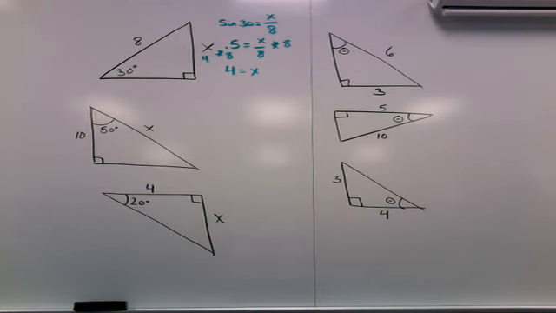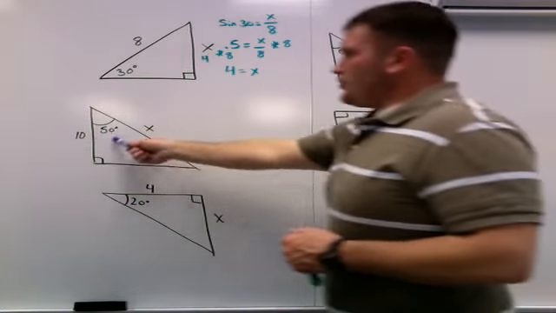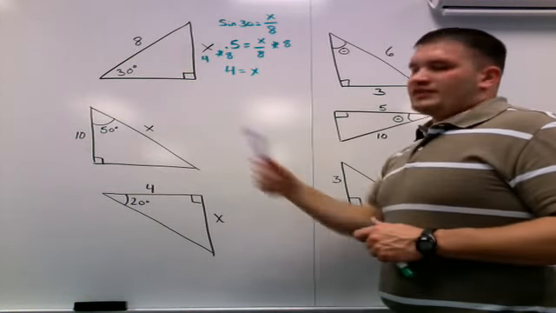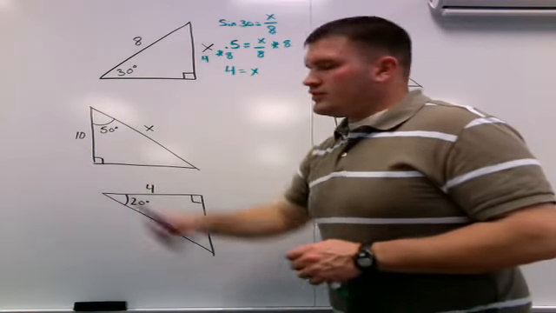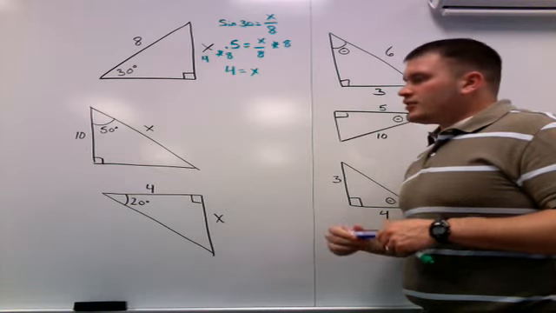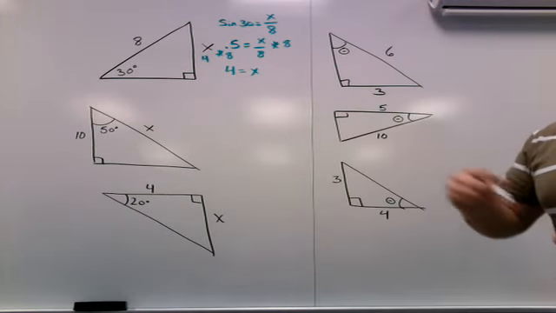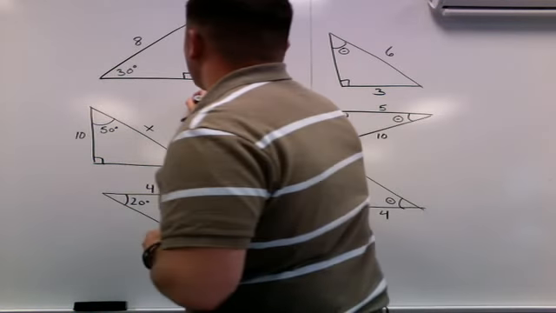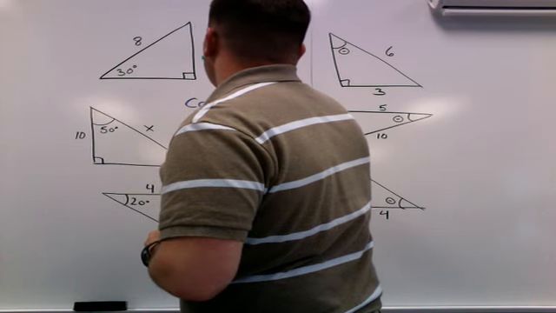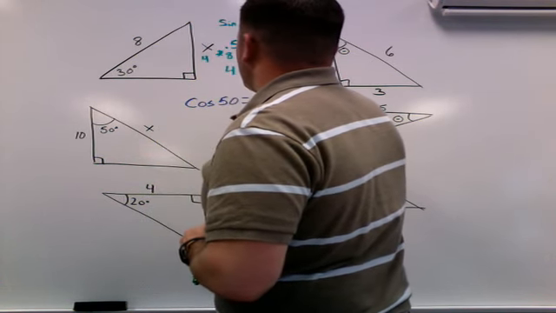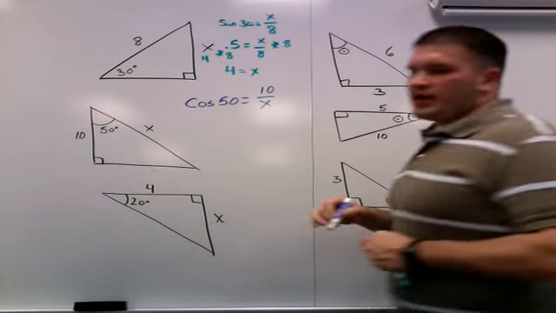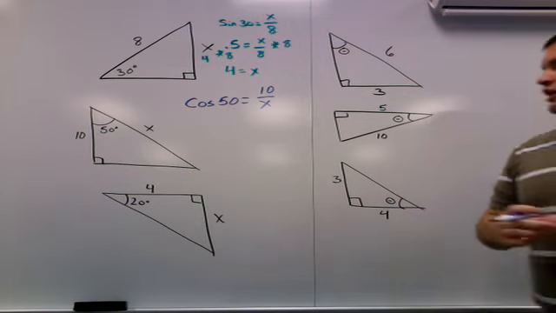Now the next triangle, here's the angle we know, it's 50. X is my hypotenuse, 10 is the adjacent side. So we want to find our hypotenuse, we're given the adjacent, so we should use cosine. So we write cosine 50 equals adjacent 10 over hypotenuse x. So there's my equation. Now I'm going to solve for x.